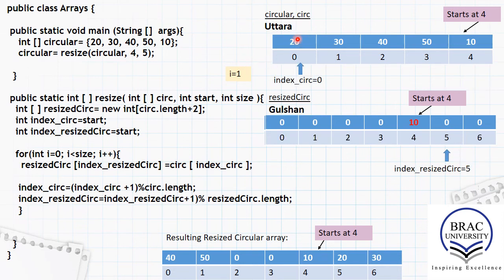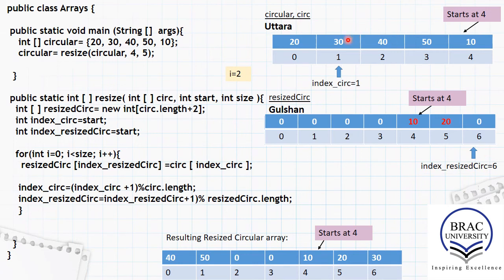Okay, and then 20 will be copied over here. And then in the next iteration, this will increment to 1 and this will increment to 6. And then 30 will be copied over here. And now notice that in the next iteration, when this value increases, it will become 7. And then 7 mod 7 will be 0. So this will be wrapped around.